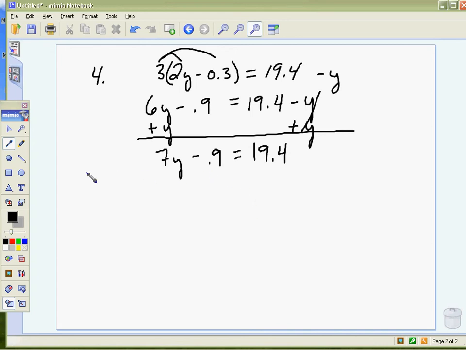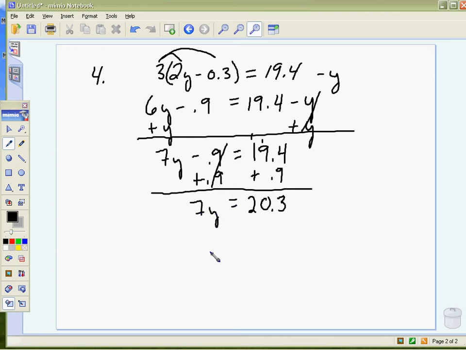Now, still trying to get y by itself, so I have this 0.9 that's being subtracted from the 7y. So I want to do the opposite of subtraction, which is addition. I want to add 0.9 to both sides. Instead of the calculator, I just do the addition. 4 plus 9 is 13, carry the 1. 1 plus 9 is 10, carry the 1. 2. Bring down your decimal. 20.3 equals 7y.